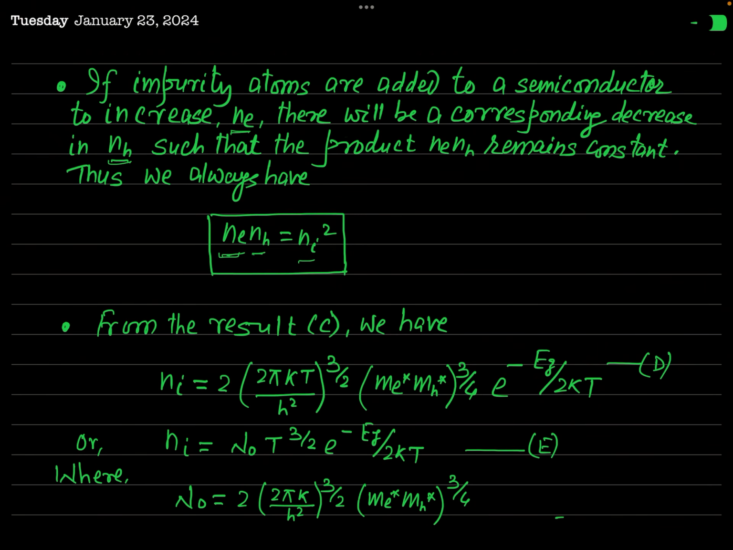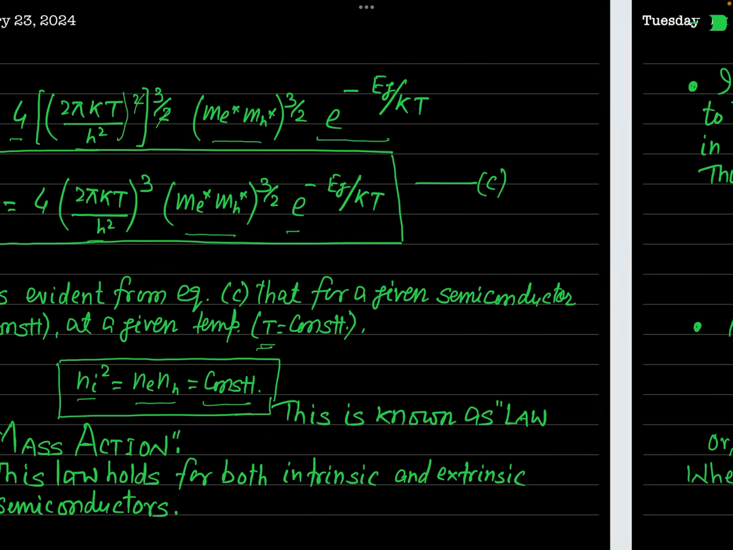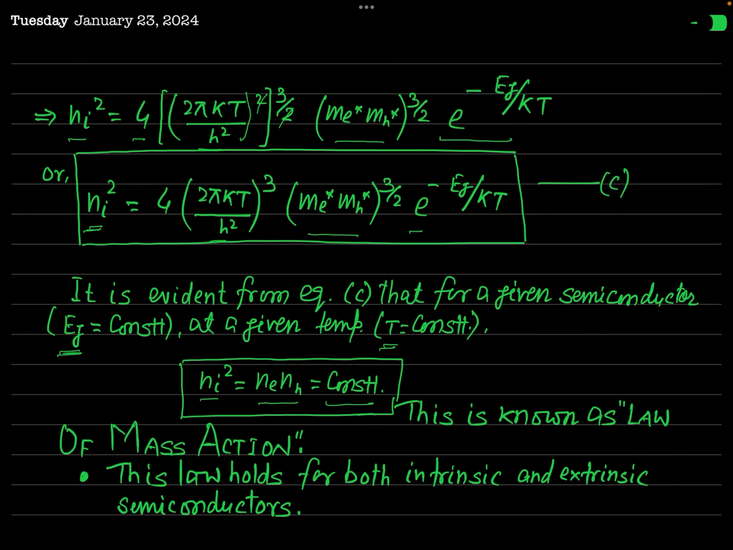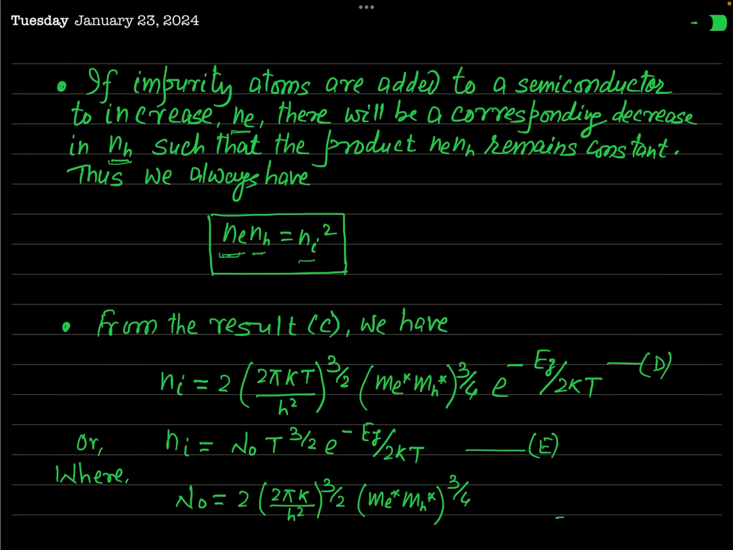And that's why we say that this law of mass action is valid not only in case of intrinsic semiconductor but also in case of extrinsic semiconductor. But there is a difference. In case of intrinsic semiconductor, Ne and NH are always equal, but in case of extrinsic semiconductor, Ne and NH are not equal.